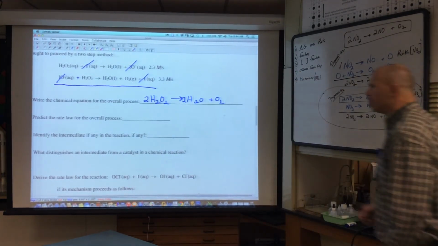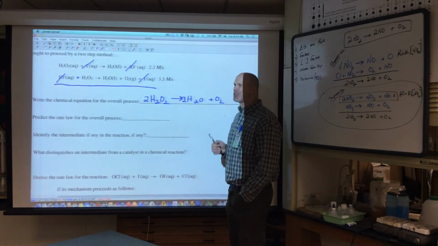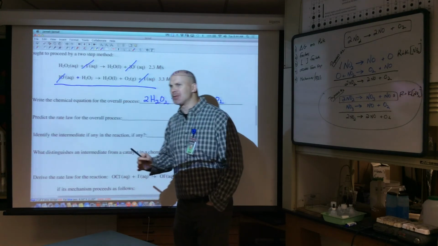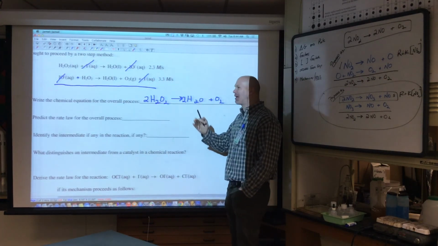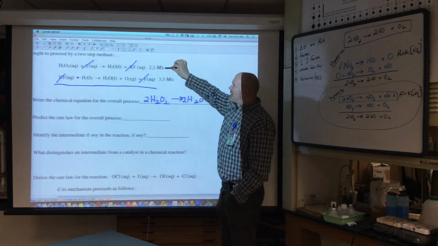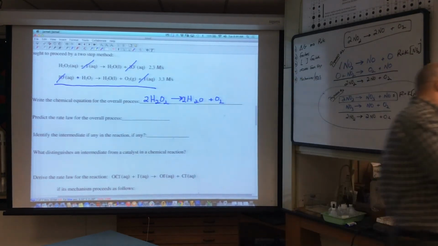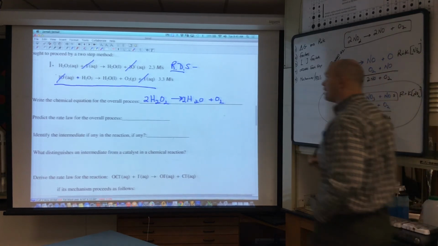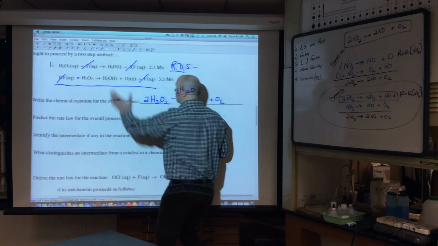How do I get the rate law? Which one is the rate determining step? Which one is the step that we have to wait on to get out of the house? We get to where we're going as fast as that person leaves the house. This is the rate determining step. Now, this is important. If this is the rate determining step, which is the slowest, this is the step that I write my rate law from.